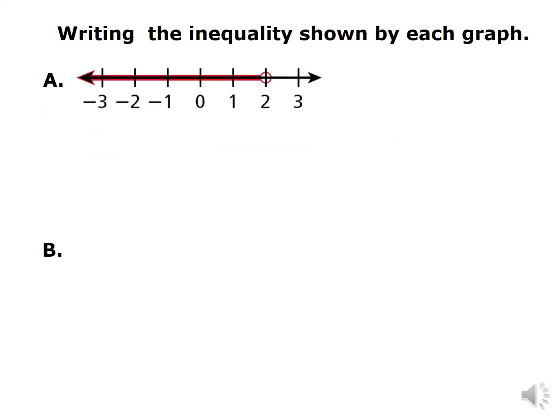Okay, so what we're going to do here is write the inequalities shown by the graph. The first thing I need to understand is that this is x, so I'm going to write an x over here. And then it's not equal to, I can see an open line, and it's less than that number. I'm going to write that number down. So that is the solution for that graph.